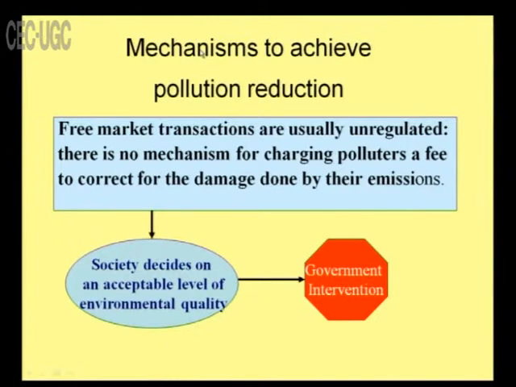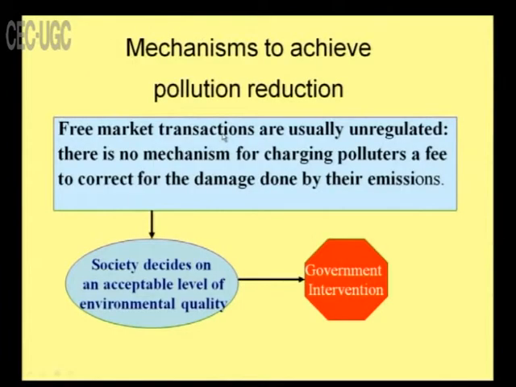And what are the mechanisms? The free market transactions are usually unregulated. See, even though there are so many mechanisms like GATT and GATS, and so many other mechanisms in theory, in practice they are very less practiced, and therefore, the free market transaction, the best example is the Union Carbide.